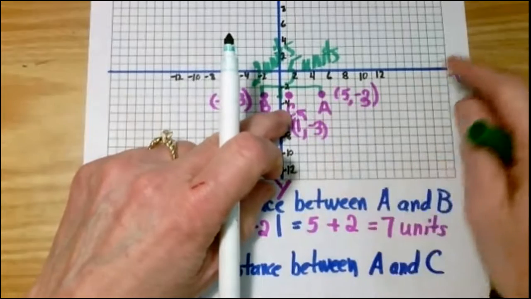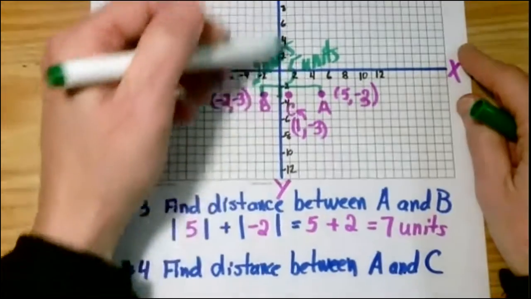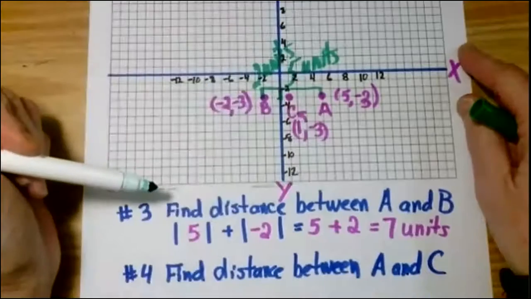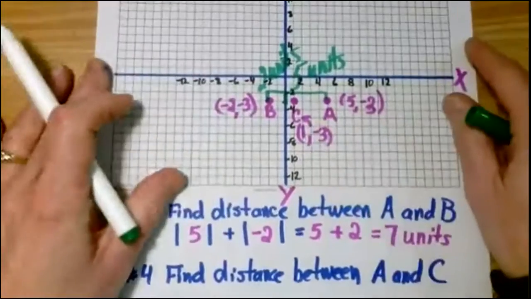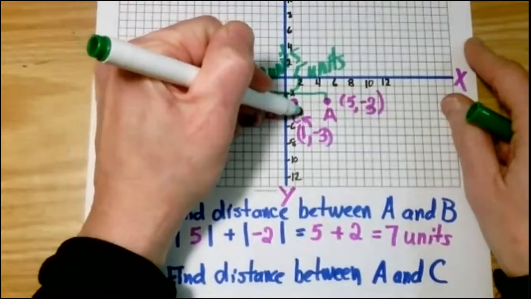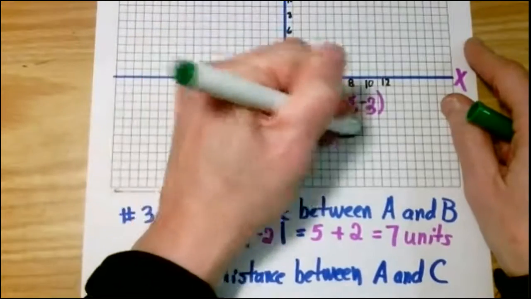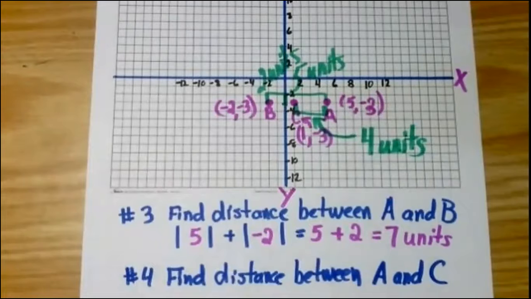So let's see how we would count. Well, we start here and we have to get to here. We don't have to worry about a y-axis in between them because it's over on the other side. They're both in the same quadrant. So let's count. 1, 2, 3, 4. So that is 4 units apart.